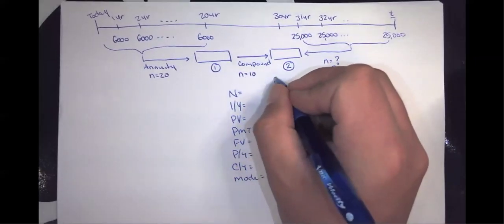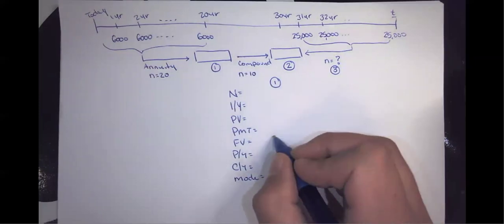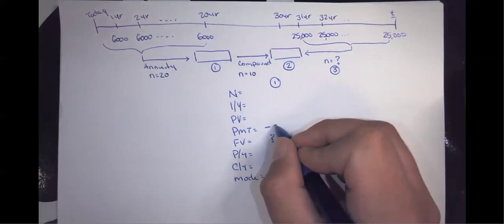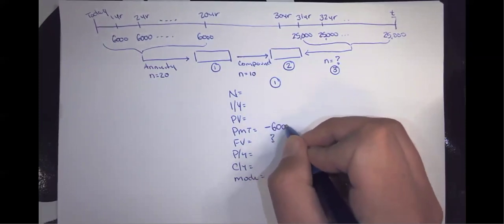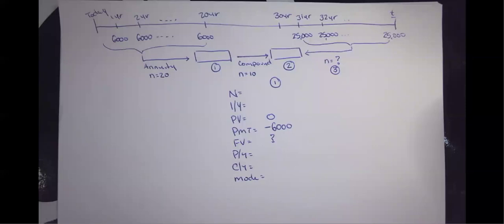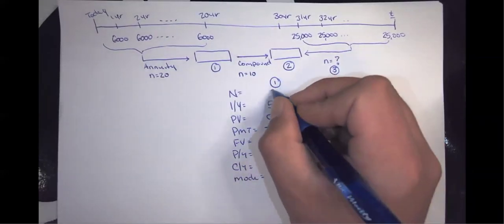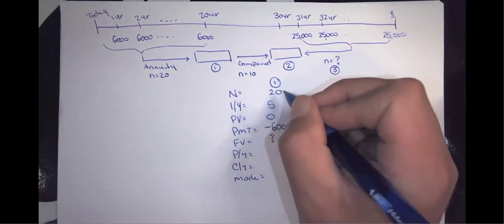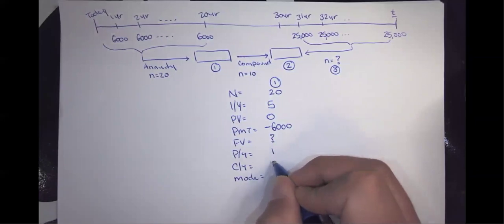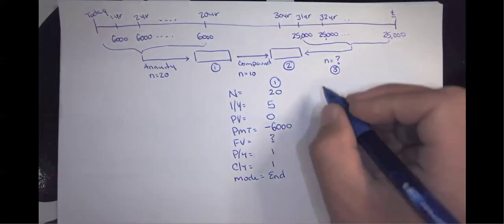Okay, so for calculation number 1, we want to find the future value of $6,000 contributions. We started with no money in that account. The interest rate for this problem is 5%, and we're making 20 annual payments. We're making payments yearly, we're compounding yearly, and this is in end mode.